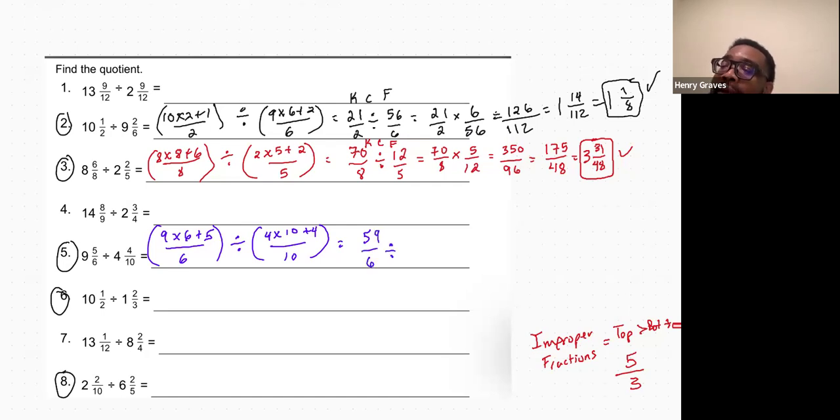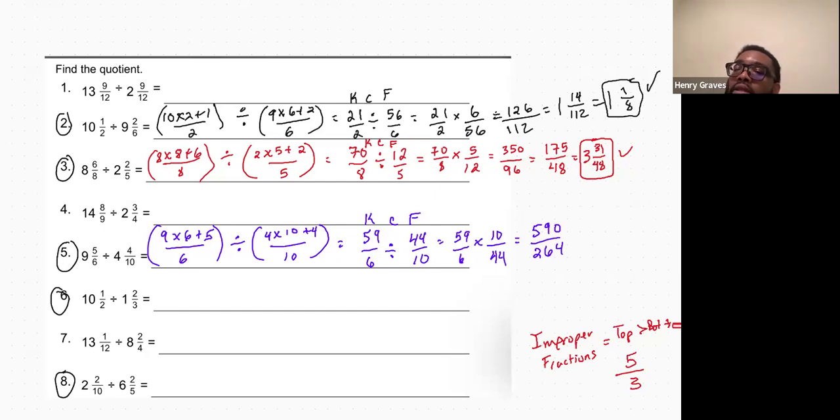When I apply my keep, change, flip, I'm going to have 59 over 6 times 10 over 44. So when I do my math, I'm going to have 590 on the top. And the bottom will be 44 times 6, which is going to be 264. Now, if I simplify this, 590 over 264, I'm going to get a fraction of 295.